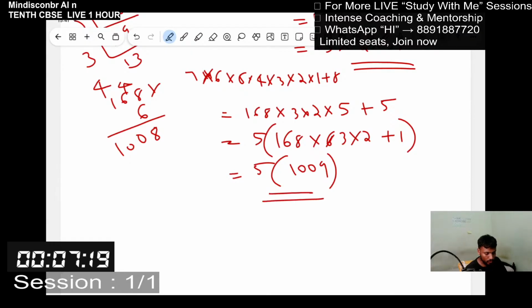So 1009 also has no other factors. Here we can write this number as 5 into 1009. So it can also be expressed as the product of primes. So we can say that 7 into 6 into 5 into 4 into 3 into 2 into 1 plus 5 is also a composite number.